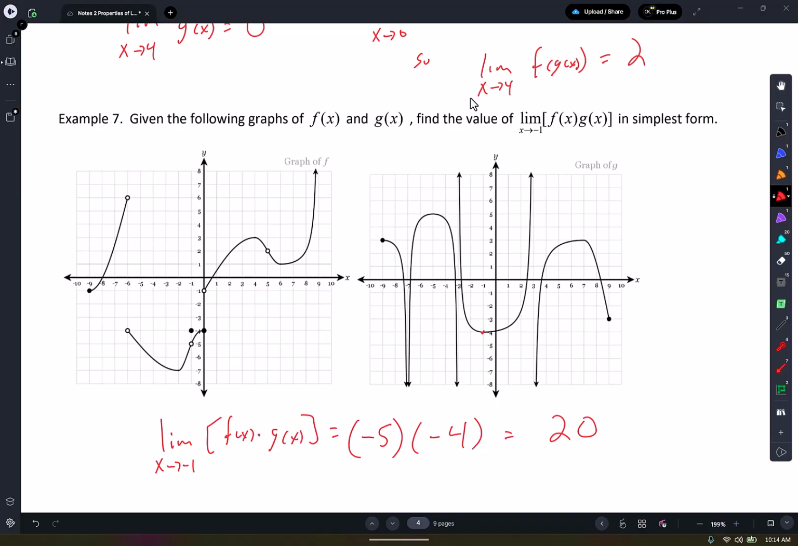Yes. I said limit as x approaches negative 1. I looked at my f of x. Here's f of x. If I approach negative 1, what's that y value? 5. So if I approach negative 1 from the left and the right, it's approaching that negative 5 value.